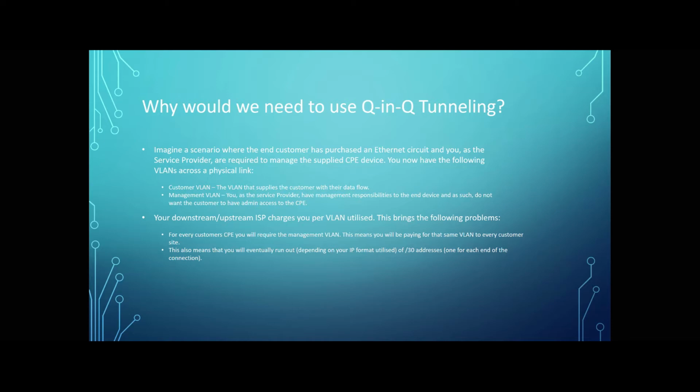Okay, and so the reality is that what happens is your downstream upstream ISP will more than likely charge you per VLAN utilized. Okay, so that brings a couple of issues. For every customer's CPE that will require the management VLAN, you're going to be paying for that for every single customer, even though you're sending out to the ISP the same VLAN. That could become quite expensive once you start getting into maybe the thousands of Ethernet subscribers that you may well have.